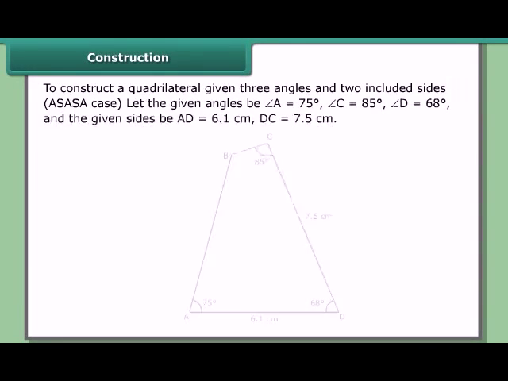Construction. To construct a quadrilateral, given three angles and two included sides, the ASA case. Let the given angles be angle A as 75 degrees, angle C as 85 degrees, angle D as 68 degrees, and the given sides be AD as 6.1 cm, DC as 7.5 cm. Here also we can construct the quadrilateral directly without dividing it into two triangles.